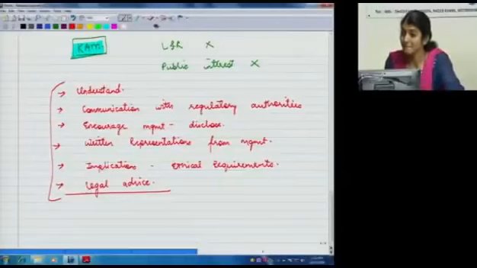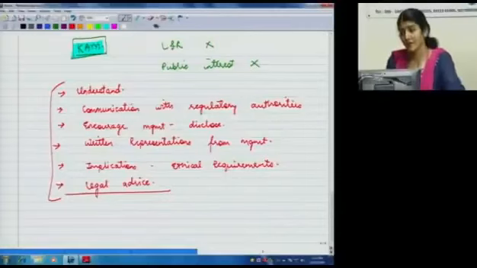Ma'am, suppose a key audit matter is identified and the management is pressurizing not to disclose that matter, but there is no proper communication with the regulatory authorities, as in the law does not say anything about its disclosure. Is it an example of limitation of scope? Yes, in that case, it will be considered as limitation on scope.